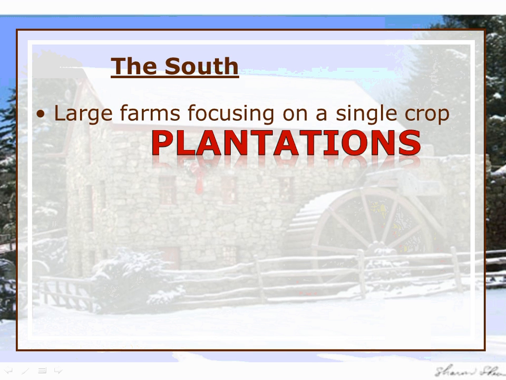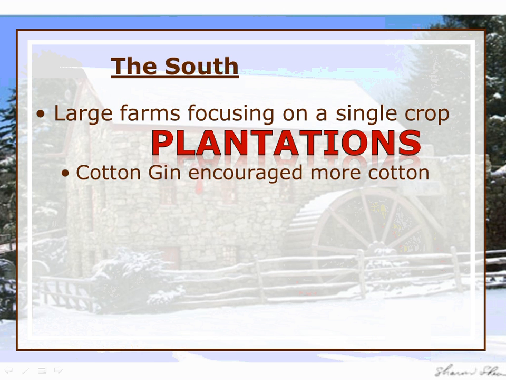Raise your hand. If a cotton gin is 50 times faster than a single person doing the same job, we're going to need more what? Because now we have a lot more extra labor, so now we can grow more what? We can grow more cotton. Because the cotton gin works so well, now we can handle more cotton.